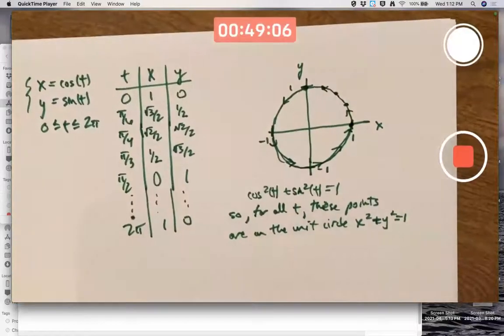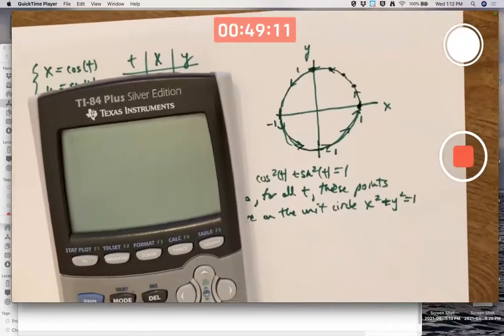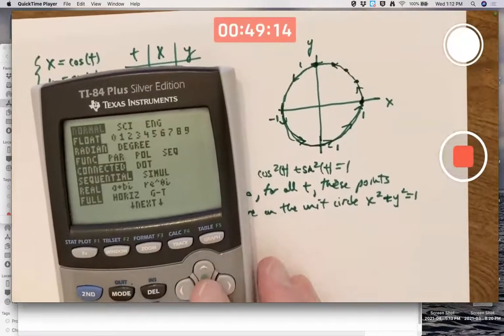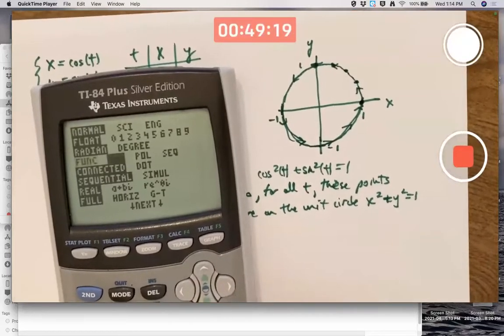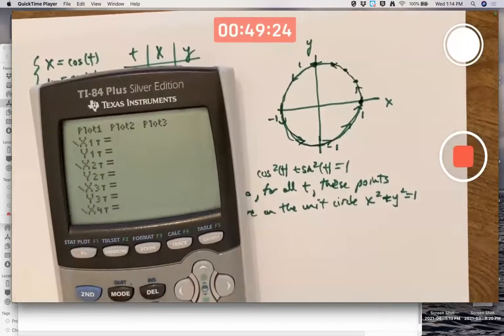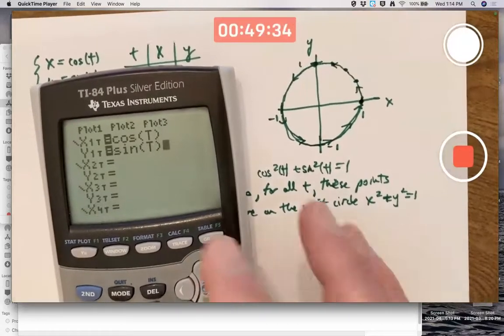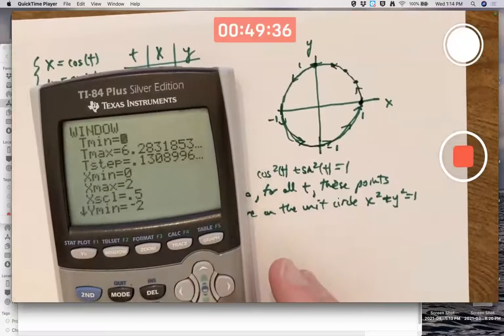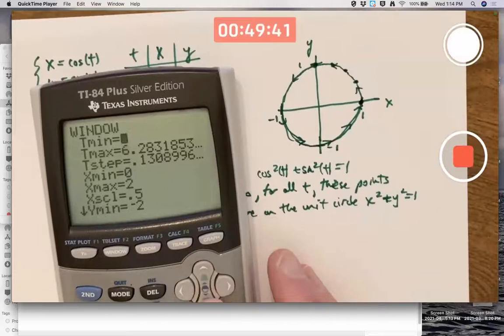On your calculator, you'd want to be in parametric mode to graph this. Go to the mode, go to par instead of function mode. If you then go to your y equals screen, it'll look different. You can type cosine t, sine t. When you go to the window screen, it'll look different as well. Pick a t min and a t max. This is 0 to 2 pi actually.